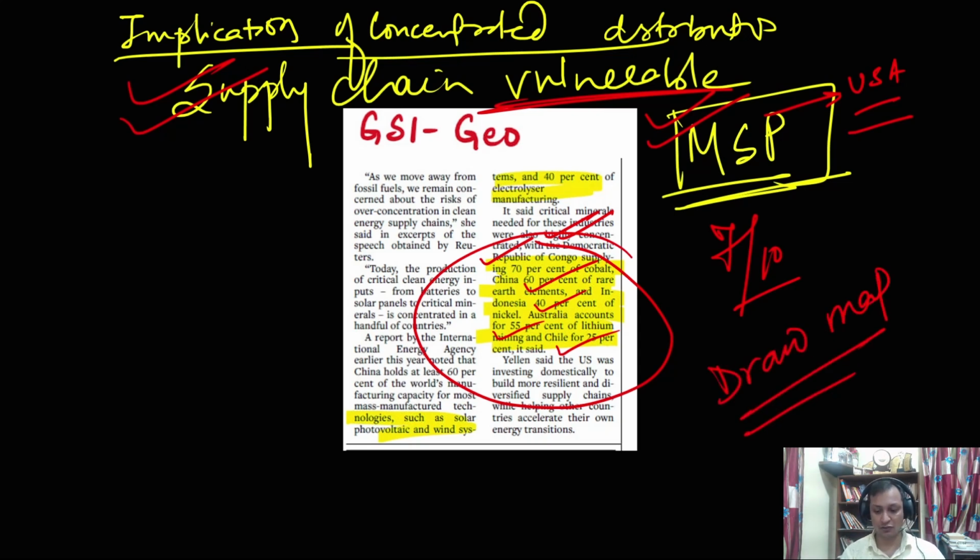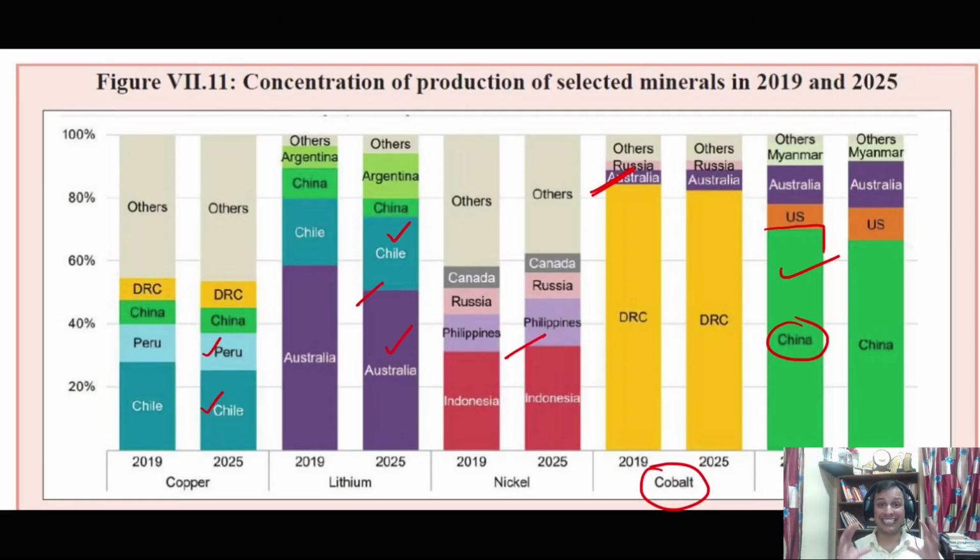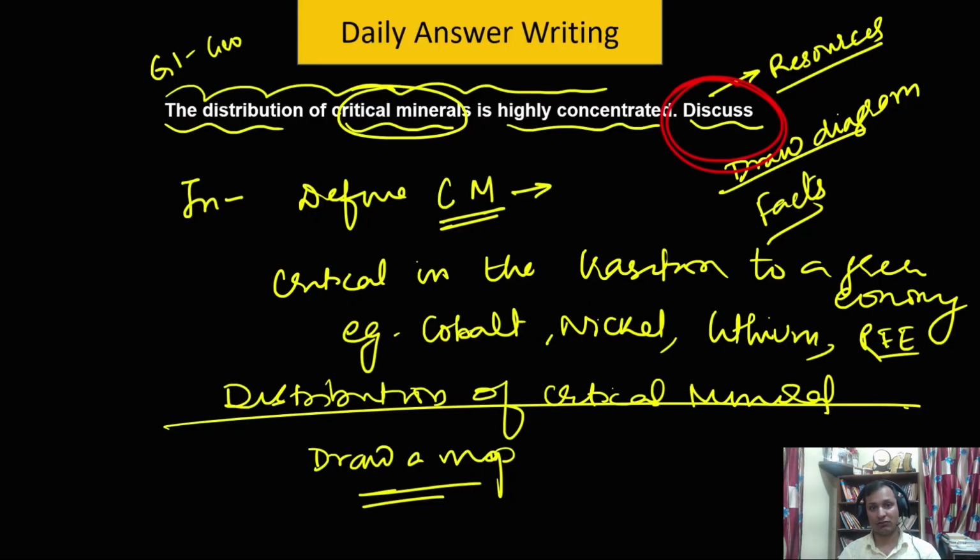which I just showed you, and you give the data, facts. Without facts, this answer will not fetch you any marks. You have to give facts. How much is the concentration of cobalt in the Democratic Republic of Congo? What is the concentration of nickel in Indonesia? What is the concentration of lithium in Australia? What is the concentration of copper in Chile? You have to give these facts. Without facts, guys, you will not get many marks in this question.